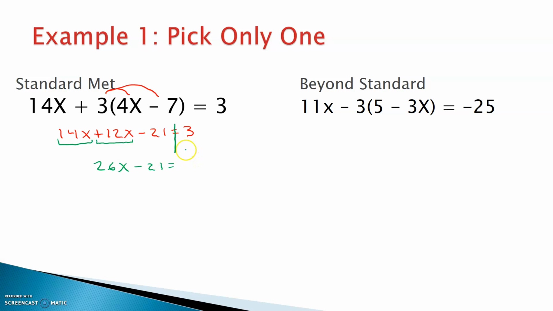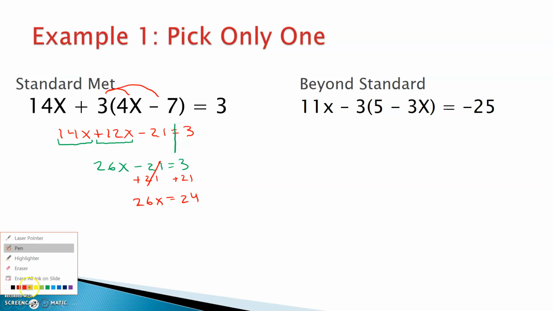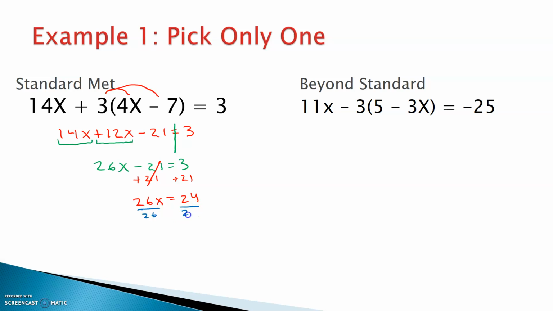That's equal to 3. Next thing I have to do, this is just a two-step equation. So we're going to do plus 21 on both sides. 26x is equal to 24. Last thing that I have to do here is divide both sides by 26. Divide by 26. Now I can't divide it, so x is equal to 24 over 26, but we can actually do better than that.